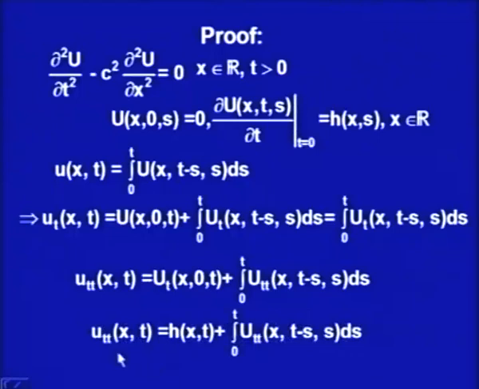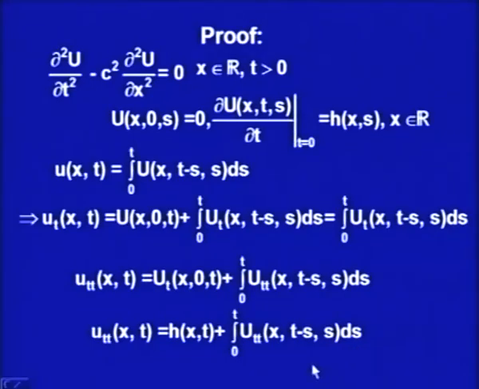So, what we get is the second partial derivative with respect to t of u(x, t) is h(x, t) plus the integral from 0 to t of the second derivative U_tt(x, t minus s, s) integrated with respect to s.